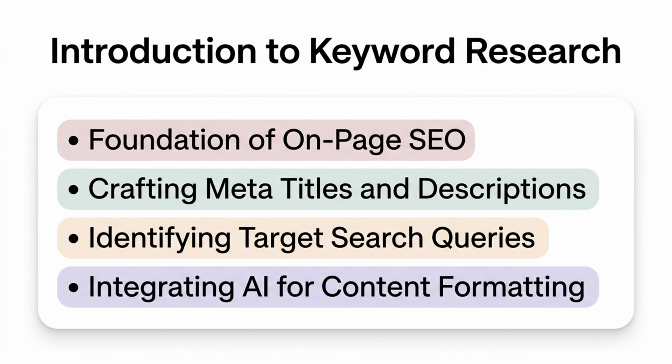Shifting our focus to the next major phase, we dive into keyword research and on-page SEO. Keyword research is the foundation of your entire SEO strategy. It dictates how we craft our meta titles, meta descriptions, and overall content structure. We will explore how to identify the exact search queries your audience is using and how to leverage AI tools to format our content effectively around those keywords.